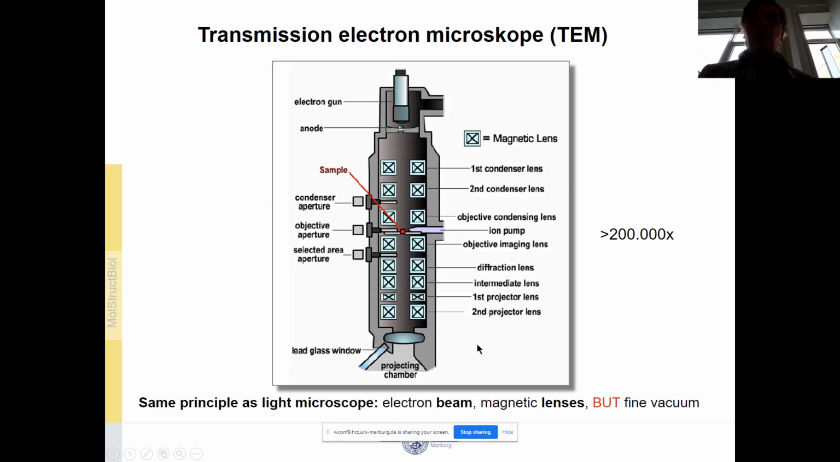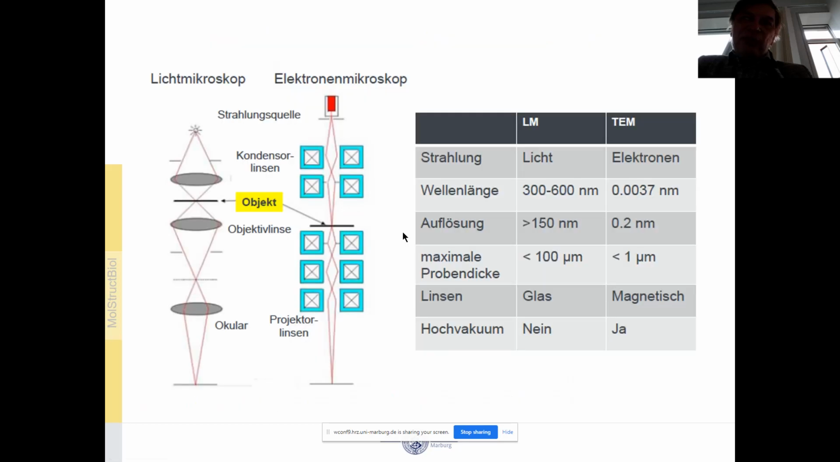What's different? The main difference to a normal light microscope is that electron beams migrate, of course, only in vacuum, in fine vacuum. So all the measurements have to be done in fine vacuum. This is, of course, in contrast to the requirement of biological macromolecules to be in aqueous solution. So everything done here has to do with sample preparation. We will get to this later on. Here again is the comparison, also in German: Strahlungsquelle, Objektiv, Okular, Projektorlinsen, Kondensorlinsen, pretty much the same stuff.